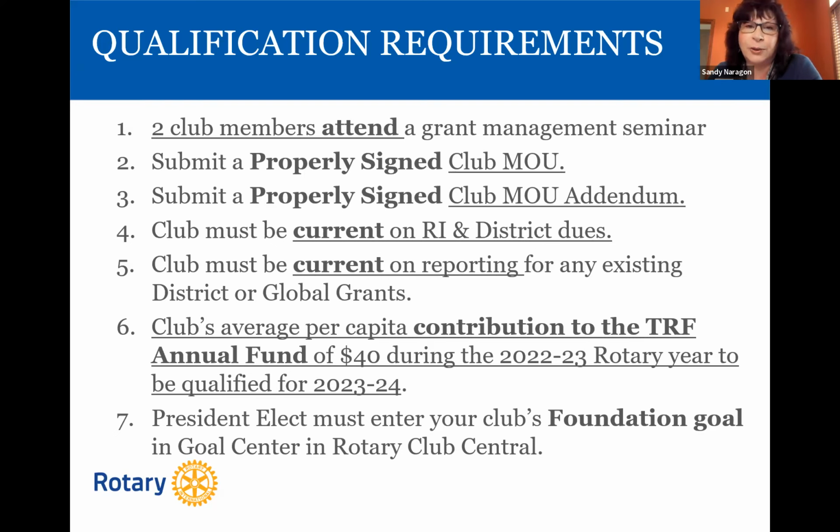Signing that MOU and the MOU addendum. I'll repeat, President-elect 2023 and President-elect 2024 are who signs those MOUs. Also, there's a spot for both the grant attendees, at least two. You may have had more, but at least two need to sign, showing that they attended that grant management seminar. You need to be current on Rotary International and district dues. Also current on any existing district or global grant you may have outstanding.